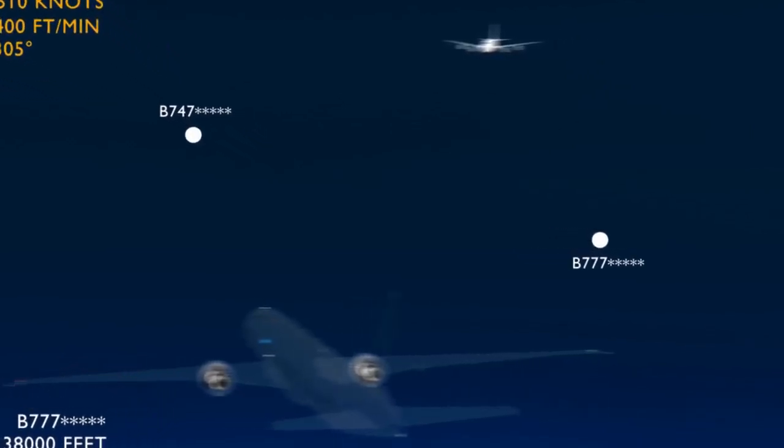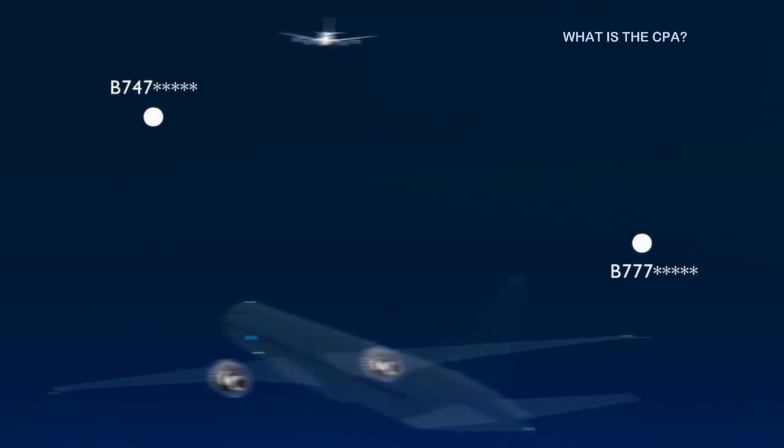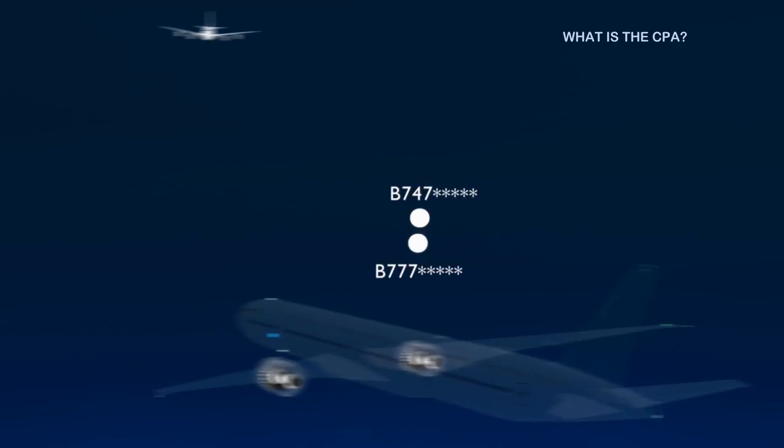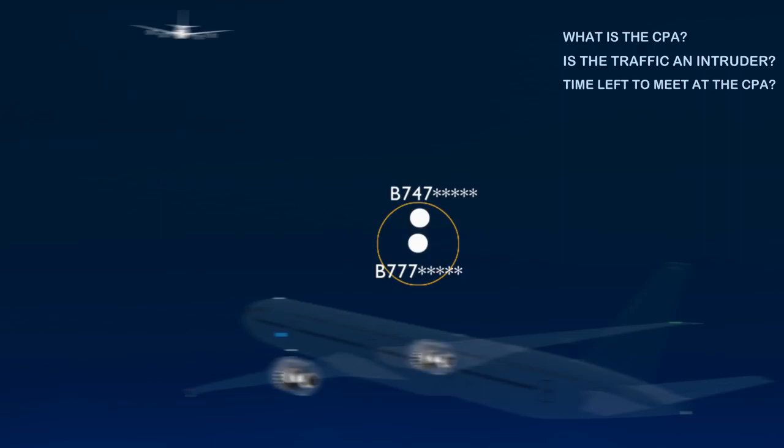Using data of both the aircraft, the TCAS computer solves three important questions. Number 1. What is the closest point of approach? CPA is the point where the two aircraft will meet, having the minimum distance between them. Number 2 is the traffic an intruder? That is, will the traffic aircraft path interfere with the protected airspace at the time of CPA? If yes, then the most important question: how much time is left to meet at the closest point?